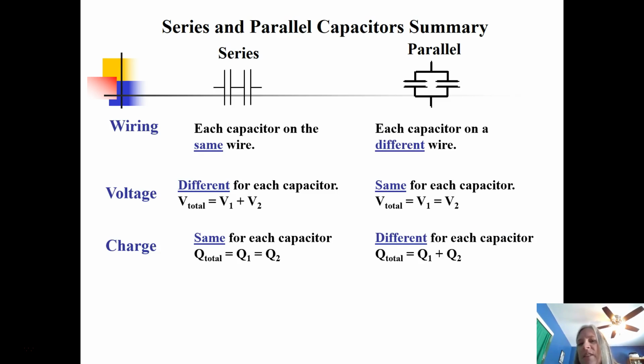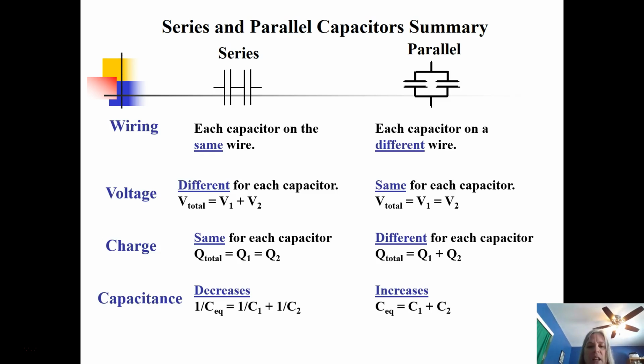But in parallel, they're all different branches, so the charge can just fill up the capacitors based off their capacitance. The total capacitance in series decreases because I'm limited by that charge and I have to share that voltage, whereas in parallel, the capacitance increases. All right, so those are some cool things to know about capacitors.